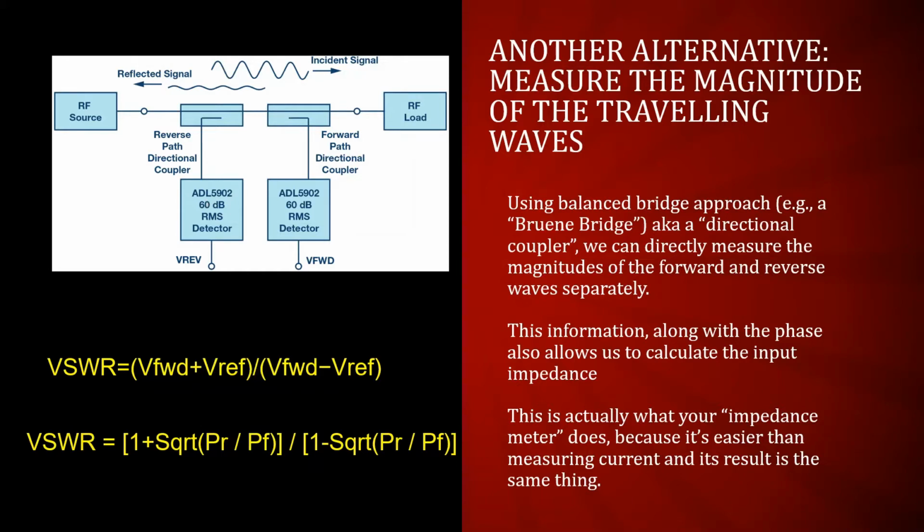Now you can work all this backwards, by the way. So if you knew what the input impedance is, which you do now with your impedance meter, you can calculate the SWR from that. And also, you can calculate the difference between the incident signal and the reflected signal. That difference is called return loss.